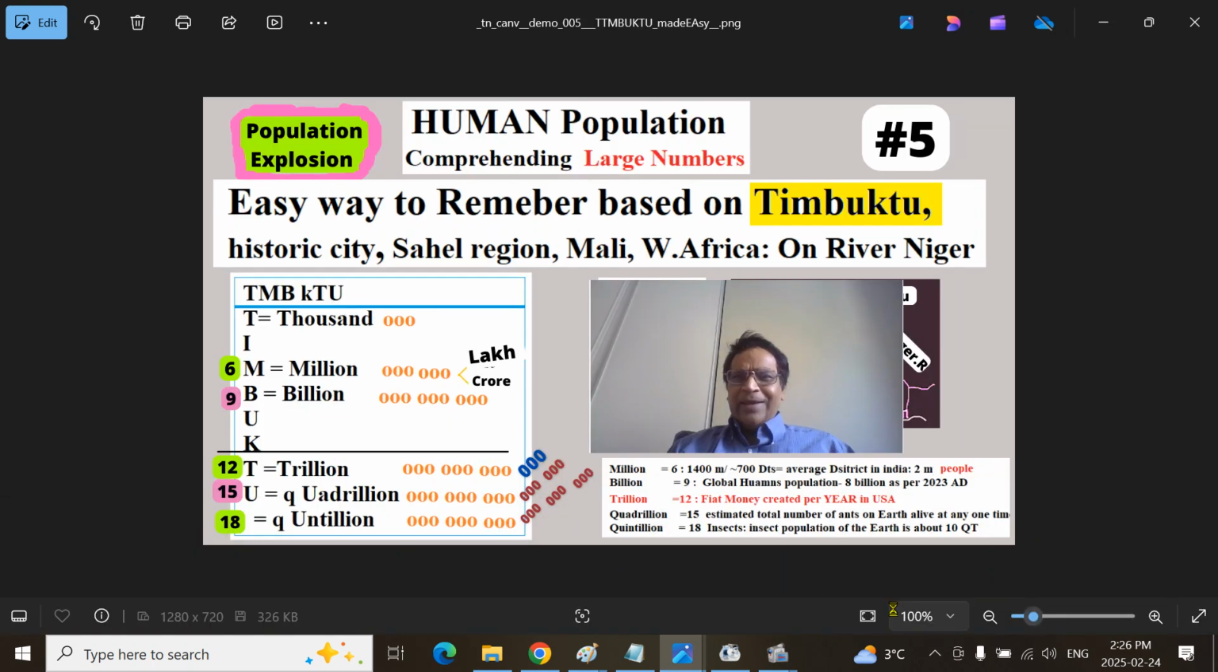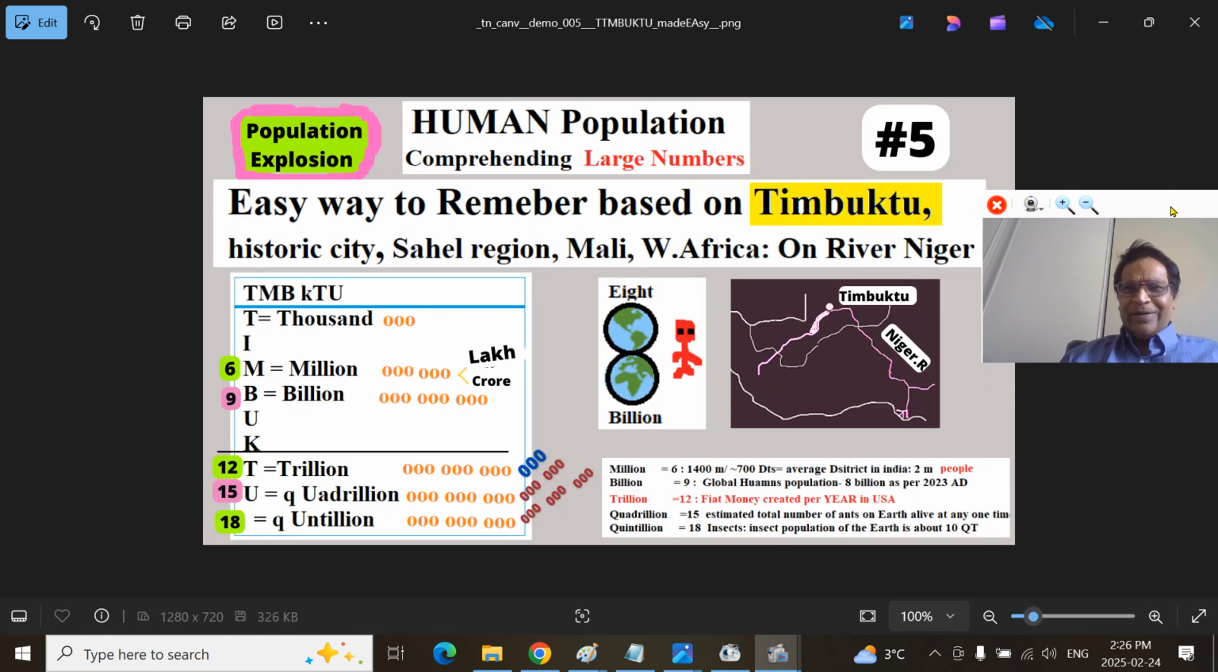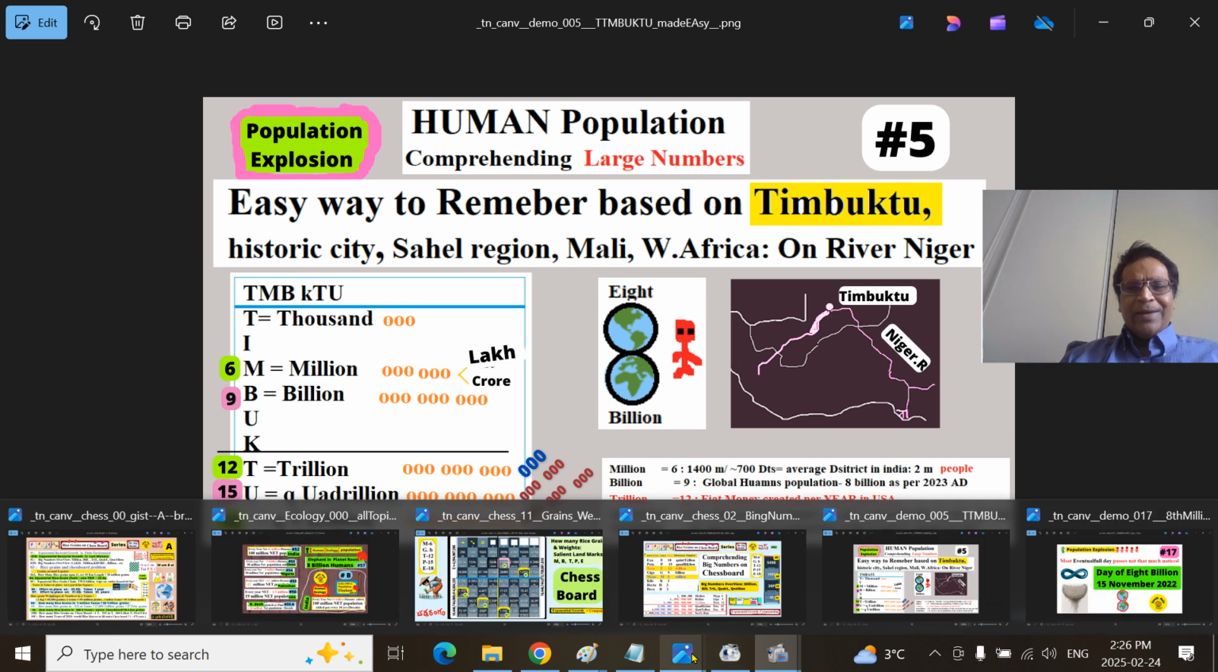In the population series, point number 5, I talked about how to remember, using simple numbers based on Timbuktu, the African city on the Niger river. Timbuktu gives you 1,000, million, billion, trillion, quadrillion, in an easy way. You can consult that one also.